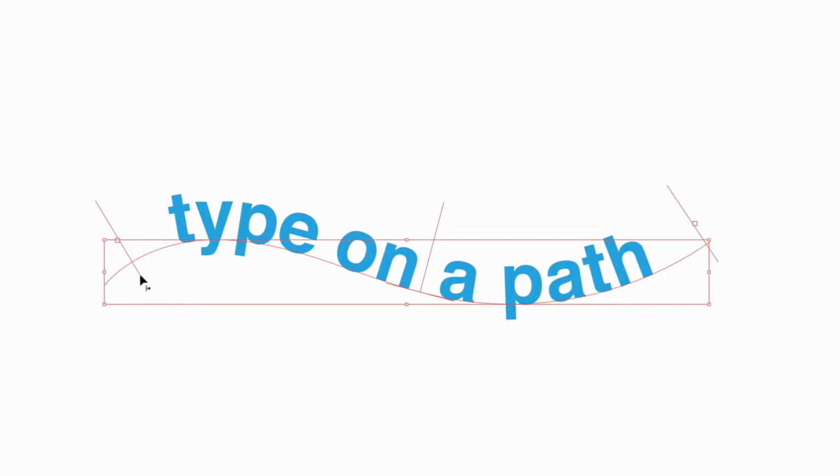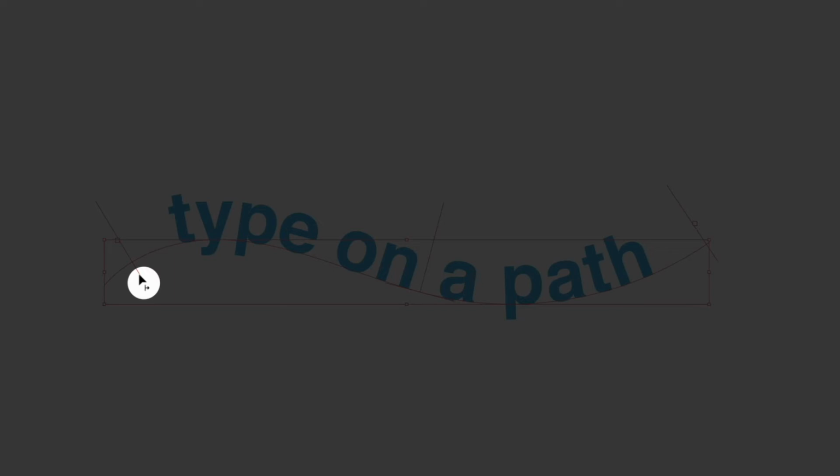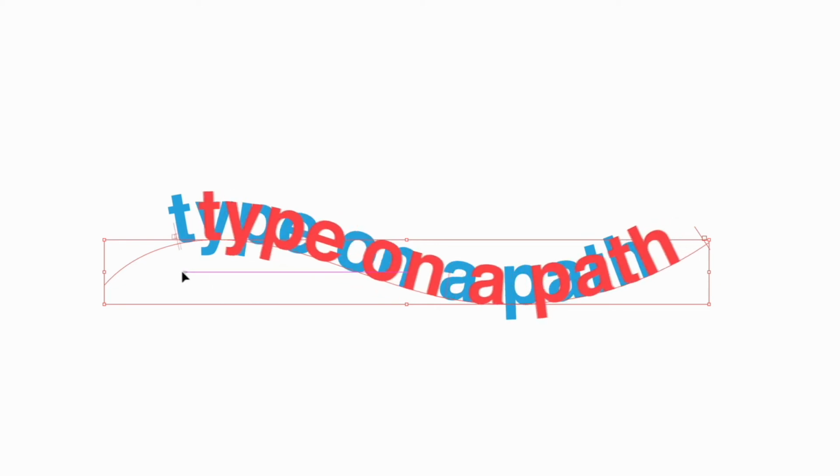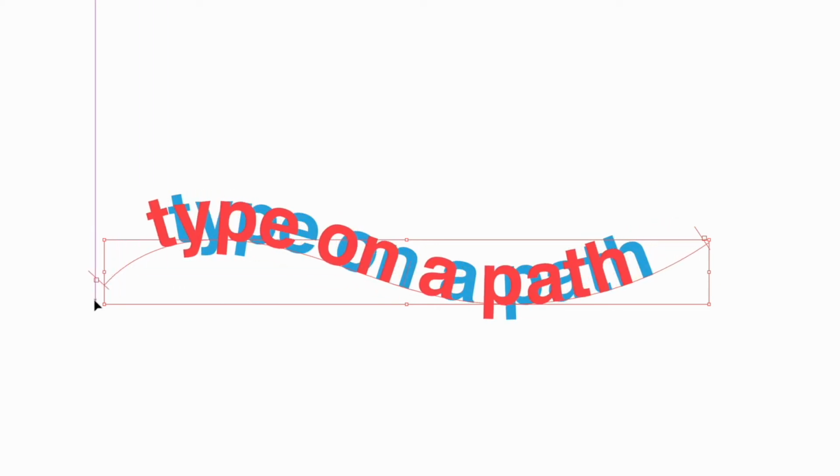On the left hand side we have our start point. As you can see, there's a small icon underneath my cursor which denotes this with an arrow pointing to the right. I can drag this to change where the start point of this text is. In this case, I'm just going to drag it right along to the left edge of this path.